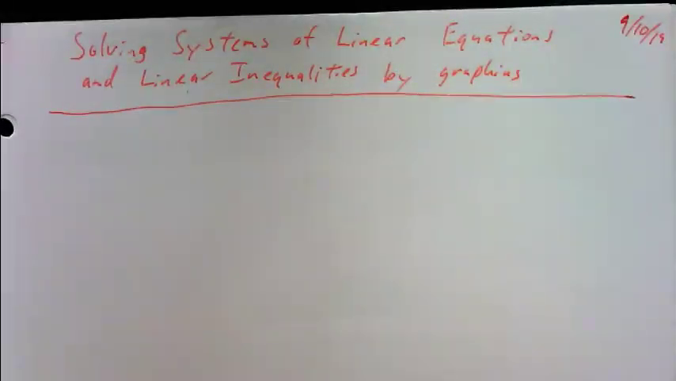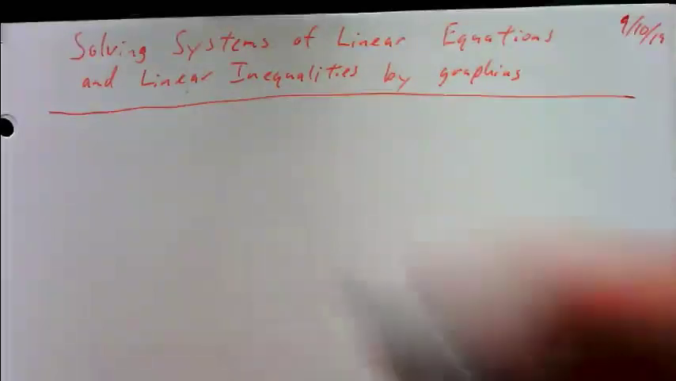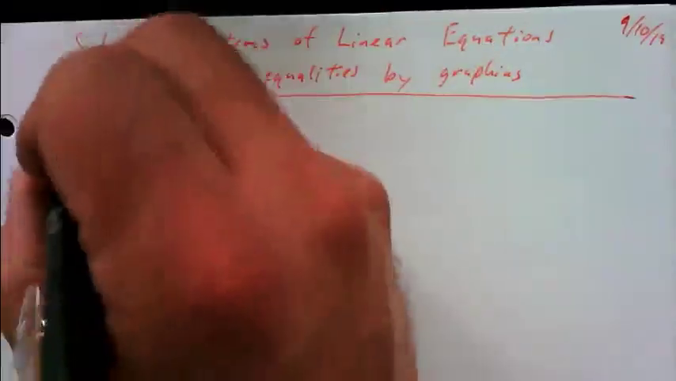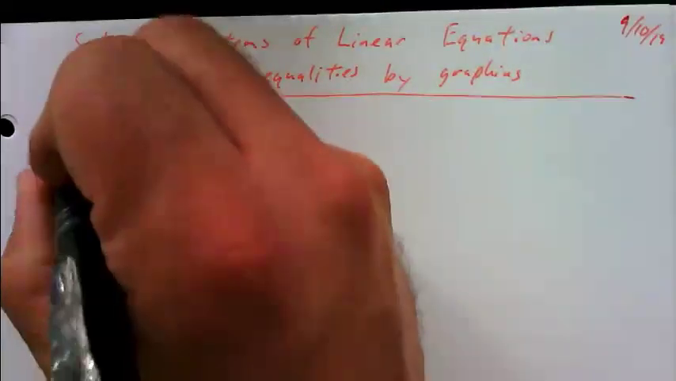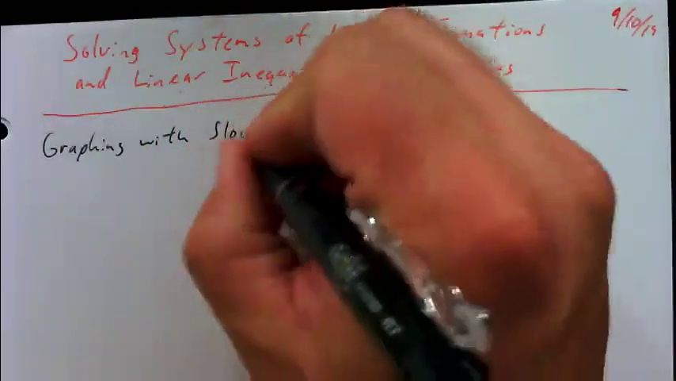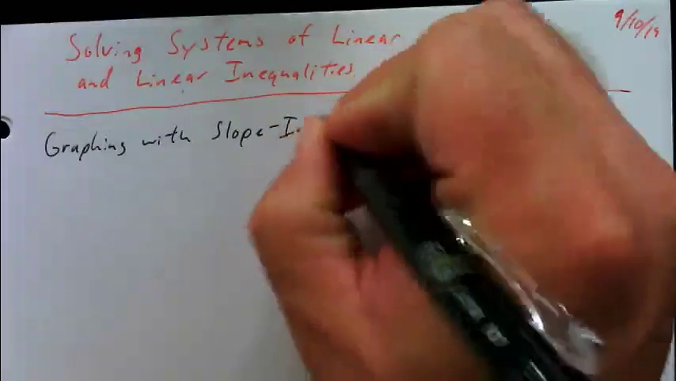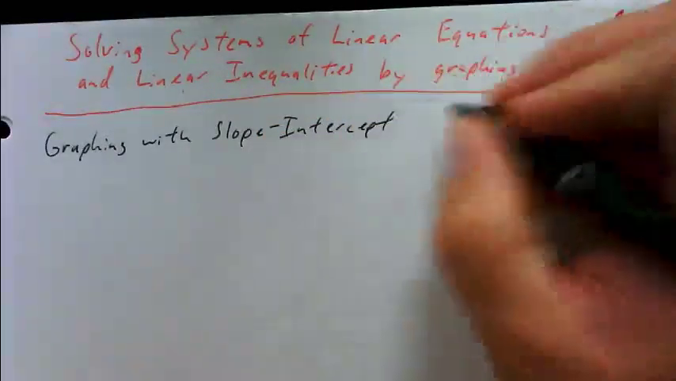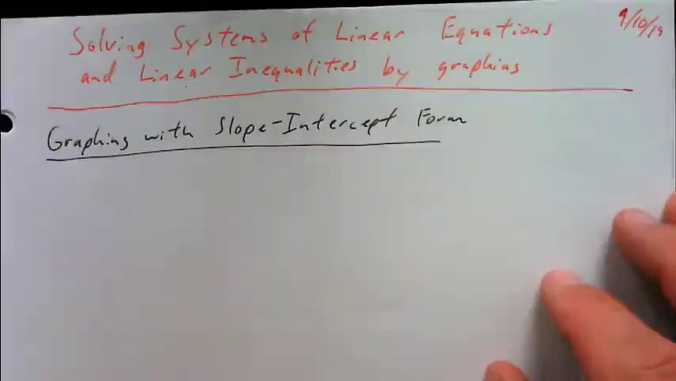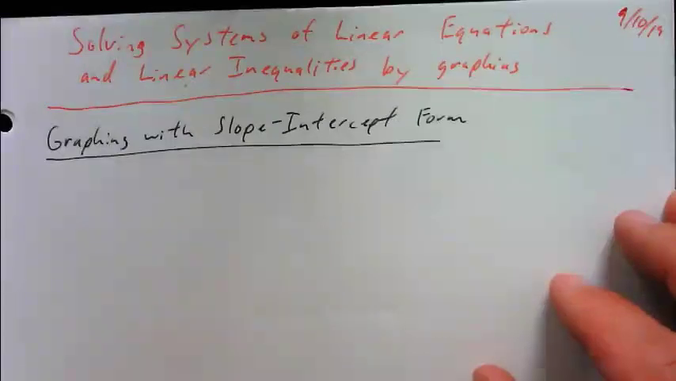So now, graphing with slope-intercept form is what I think is the best way of doing it. So we're going to take a minute and go over some of the things we need to know about slope-intercept form when it comes to graphing. We talked about slope-intercept form a few weeks ago. So what does slope-intercept form look like again?